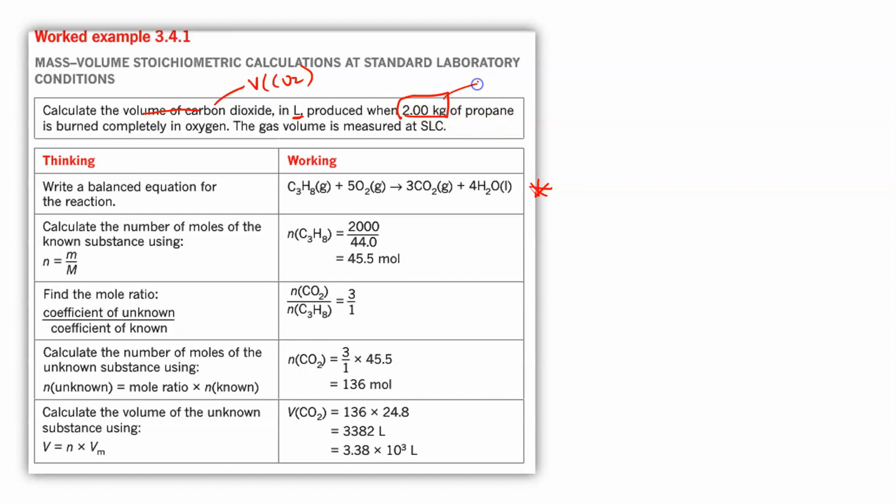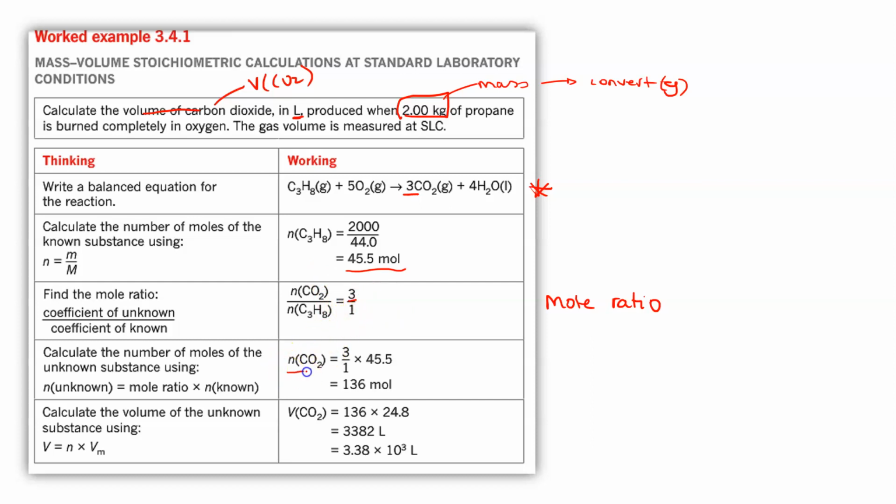This has been given to us as a mass. We need to convert to grams to be able to put it into the equation. So we're going to convert this to grams and then divide by the molar mass. So we're going to use our n is equal to m on the molar mass. 2,000 grams divided by 44 grams per mole is going to give us 45.5 mole. Then we want our mole ratio. And as we had before, the number of mole of CO2, which is what we want, over what we know, 1 mole of propane, is giving us a 3:1 ratio.